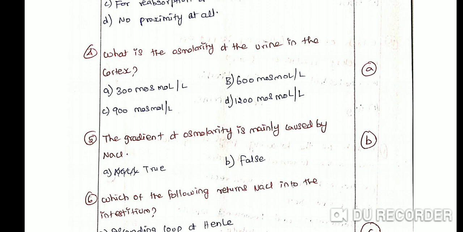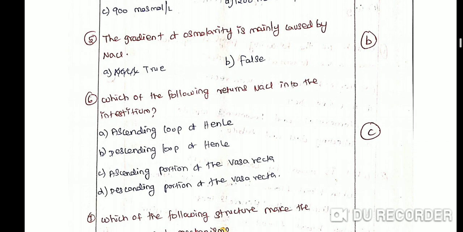Explanation: the osmolarity of the filtrate in the cortex is about 300 milliosmoles per liter, while in the inner medulla it is 1200 milliosmoles per liter. In the inner medulla, urine is 4 times more concentrated than the initial filtrate.